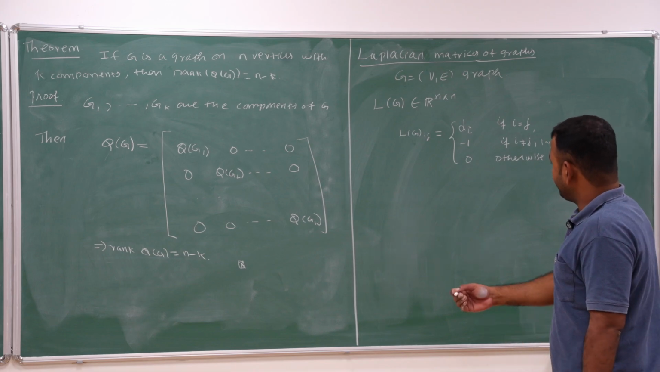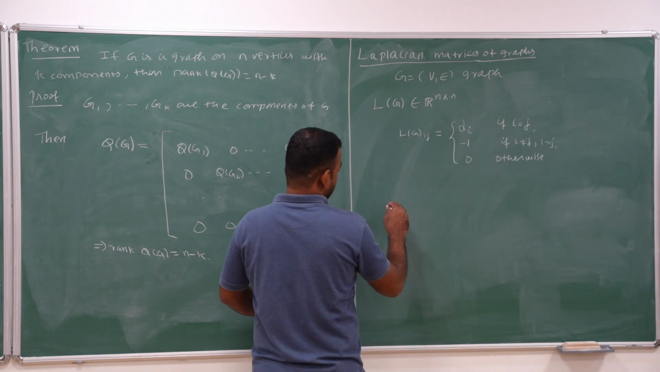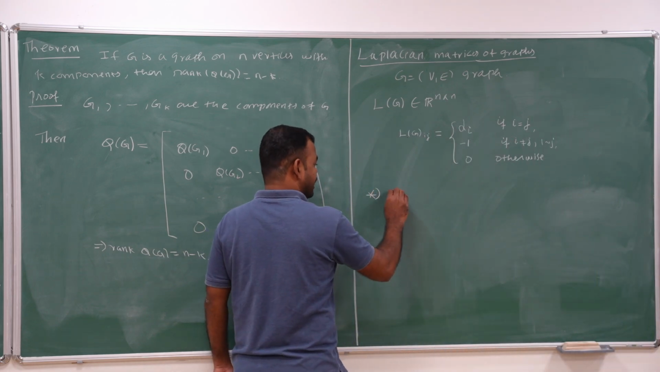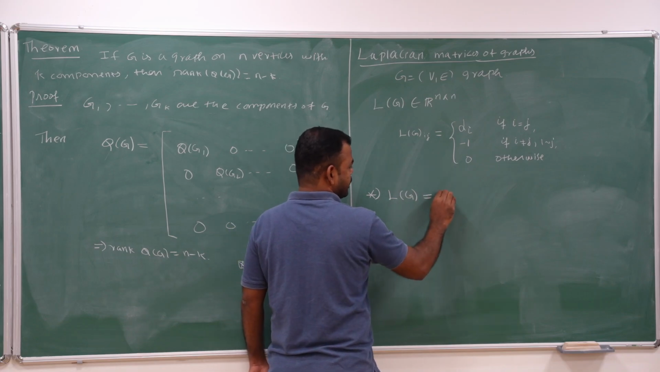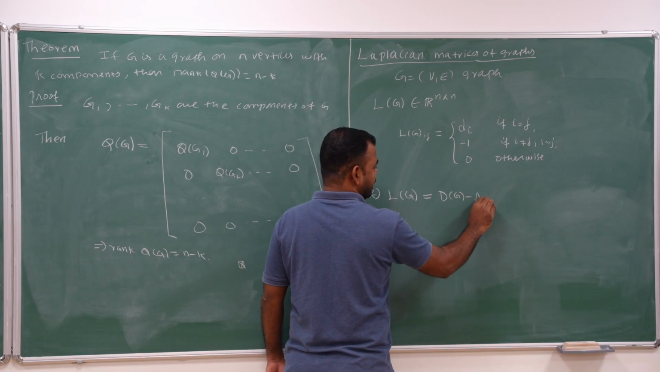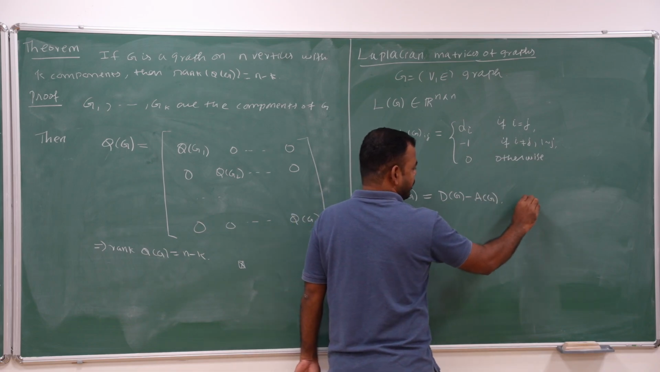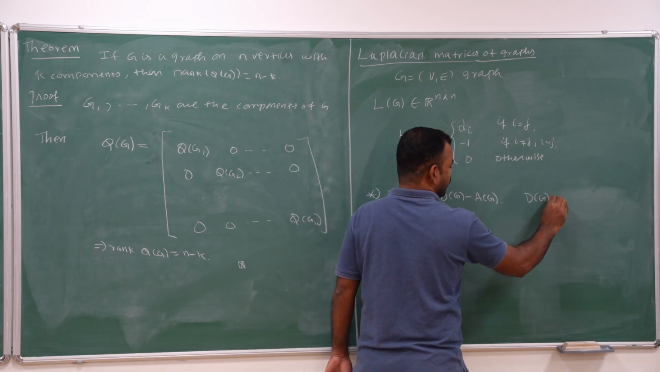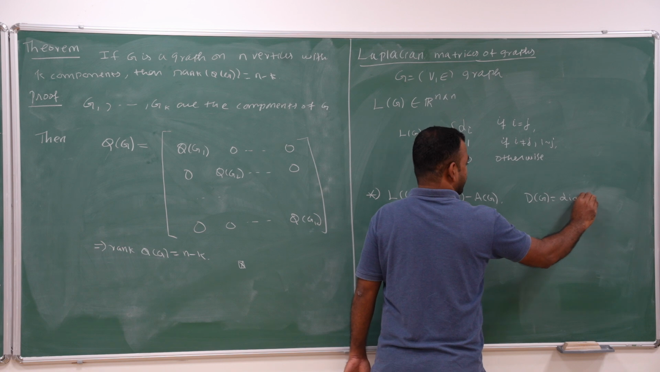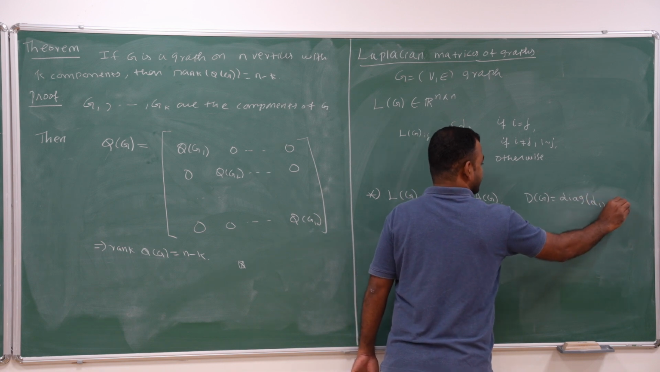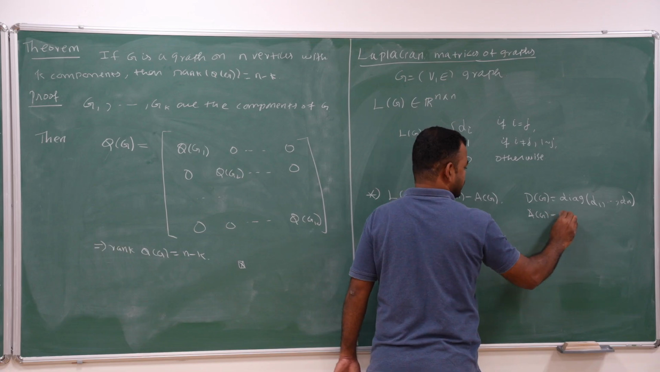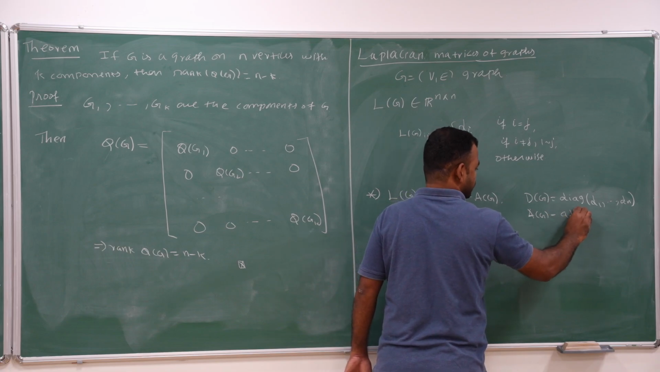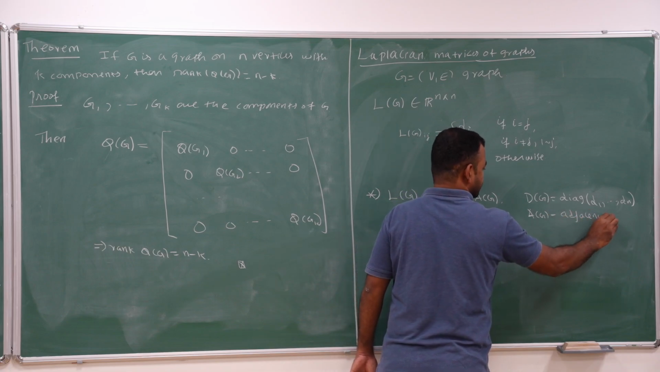Okay, so we have seen adjacency matrices. This Laplacian can also be equivalently defined in this way, I'm just rewriting: it is D of G minus A of G. D of G is the diagonal matrix whose diagonal entries are the degrees of the corresponding vertices, and A of G is the adjacency matrix.